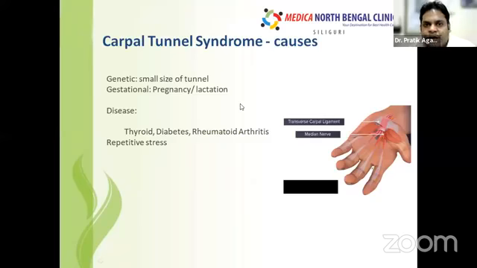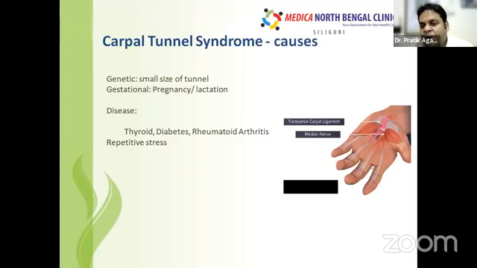So what are the causes of carpal tunnel syndrome? The most important cause is genetic, like people who from birth have a small carpal tunnel, so it may lead to carpal tunnel syndrome. Again, in pregnancy and lactation, in these pregnant and lactating ladies, the body tends to swell up, causing inflammation of the tendons also, which reduces the size of the carpal tunnel and hence causes compression of the median nerve. But one good thing is that as the pregnancy subsides, within 2 weeks to 4 weeks to 1 month, the pain and the tingling sensation of the hand also reduce.